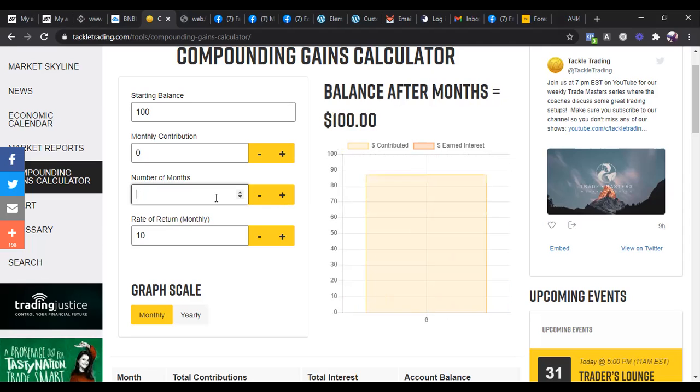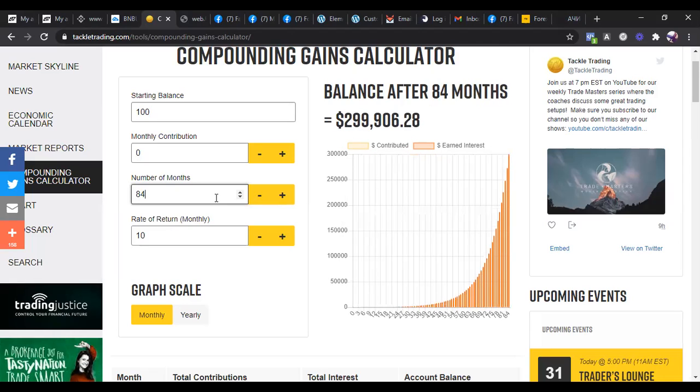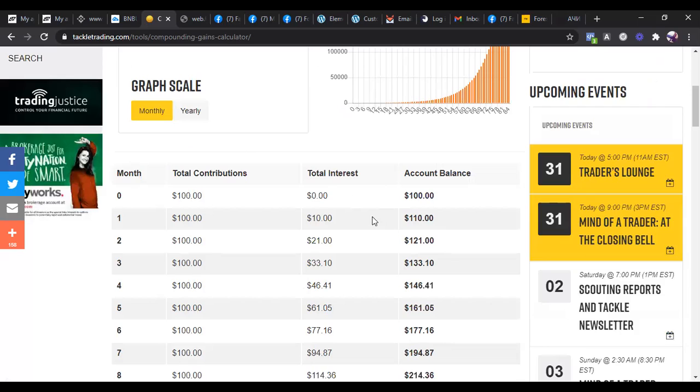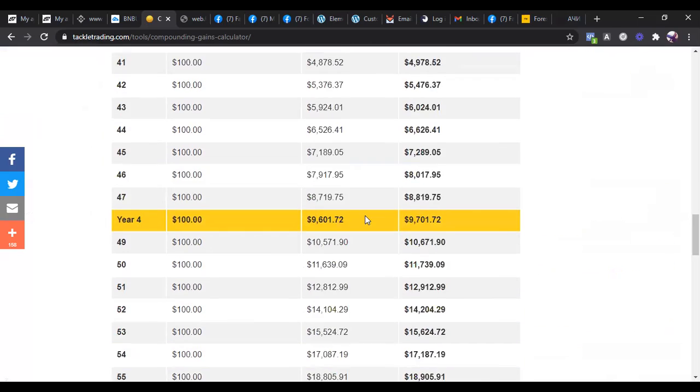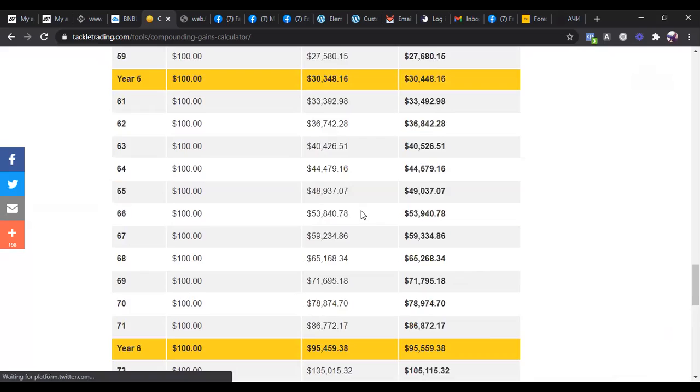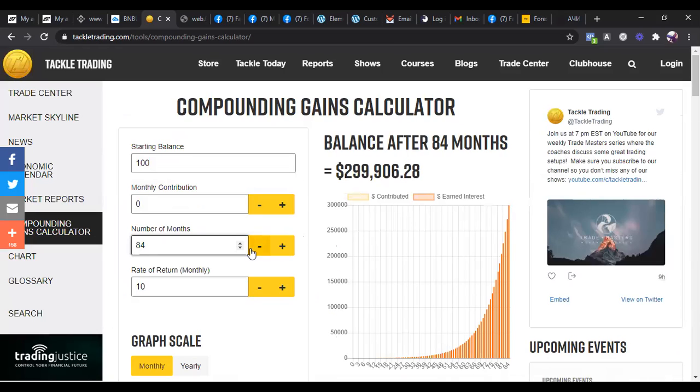I go to the 7th year. This is my 10 years plan. So I have $299,906.90. See the calculation. So from the $100 down to that year, it's all here. You can go on this site and you can make use of it. So this is for 7 years.